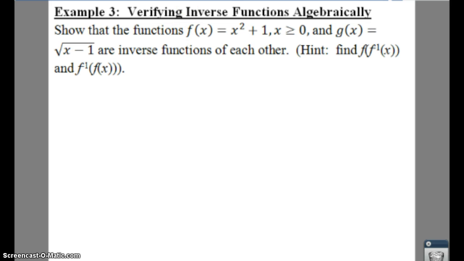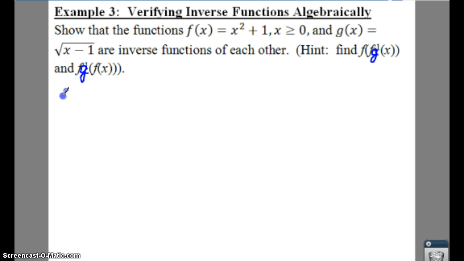The way that we do that is we just plug them into each other. So what we're going to do is find f of f to the negative 1 of x. Actually, this would be f of g of x. And then we're going to find g of f of x. So let's first find f of g of x. That means we're going to take the g of x function and plug it in for x.